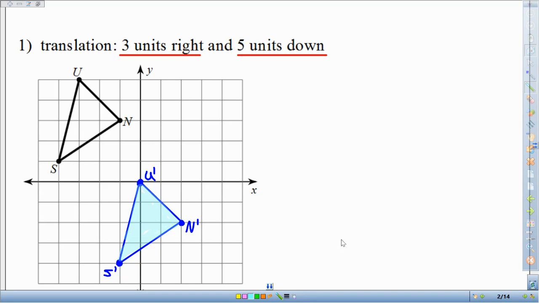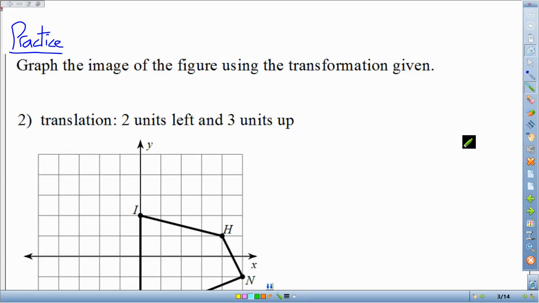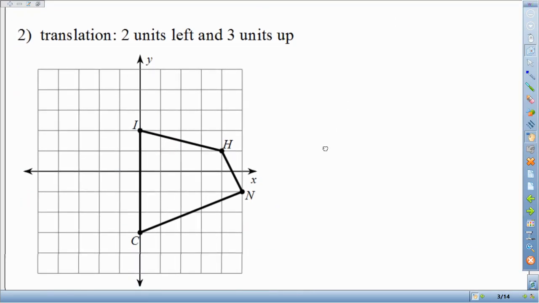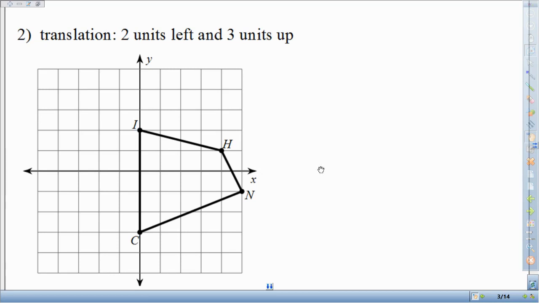So that's kind of the basics. Let's keep going through this. On this next one, I'm going to have you try this translation on your own. Again, you can do it on the printed out piece of paper or on your separate one. Go ahead and translate this polygon here, 2 units left and 3 units up. Go ahead and give it a try.